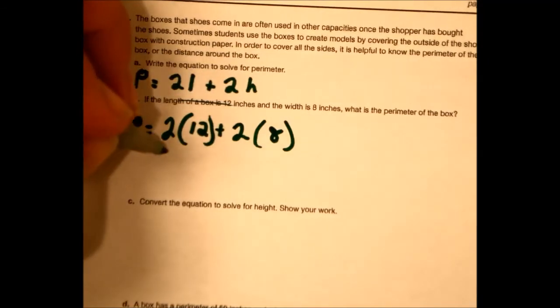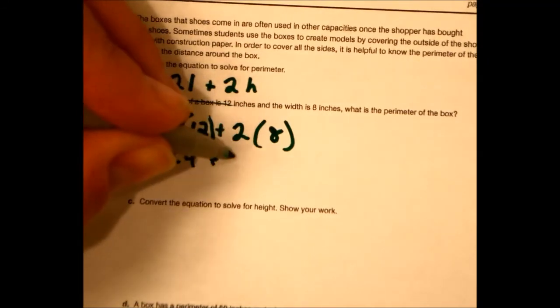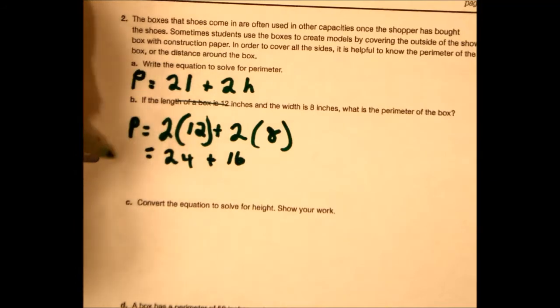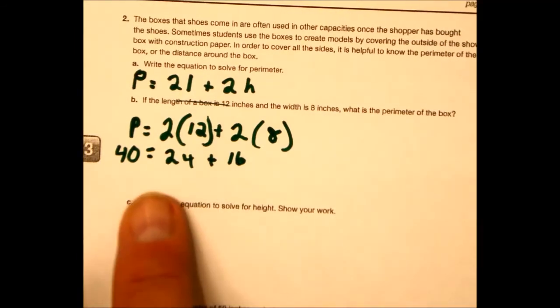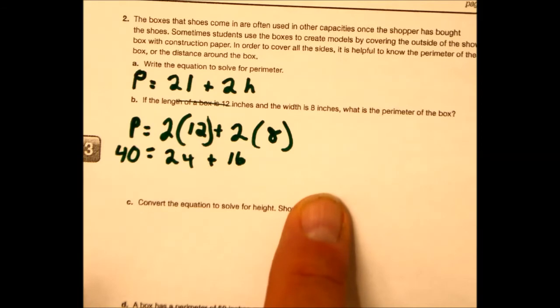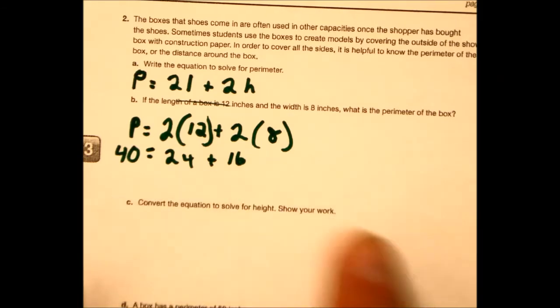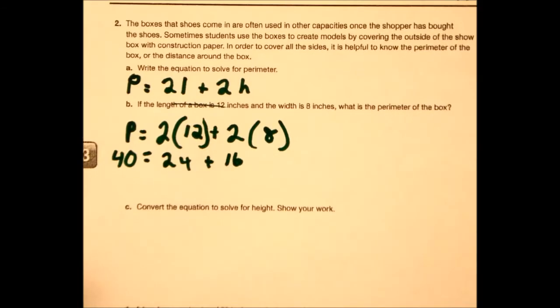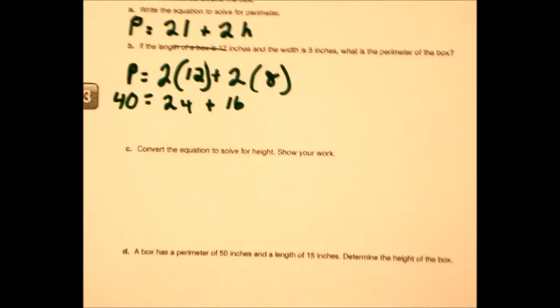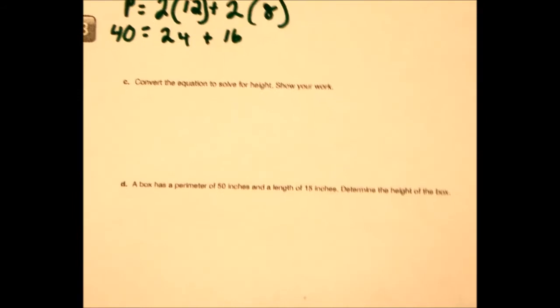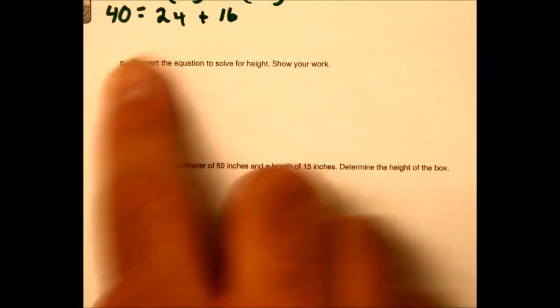Okay, 2 times 12 is 24, plus 8 times 2, which is 16. 16 plus 24, I apologize, is 40. So we would write the perimeter of the box is 40. Notice, I'm not writing the words down. This is to check to see who's listening as opposed to who's just writing what I have on here. Okay? So we're making sure we're writing out the sentences.